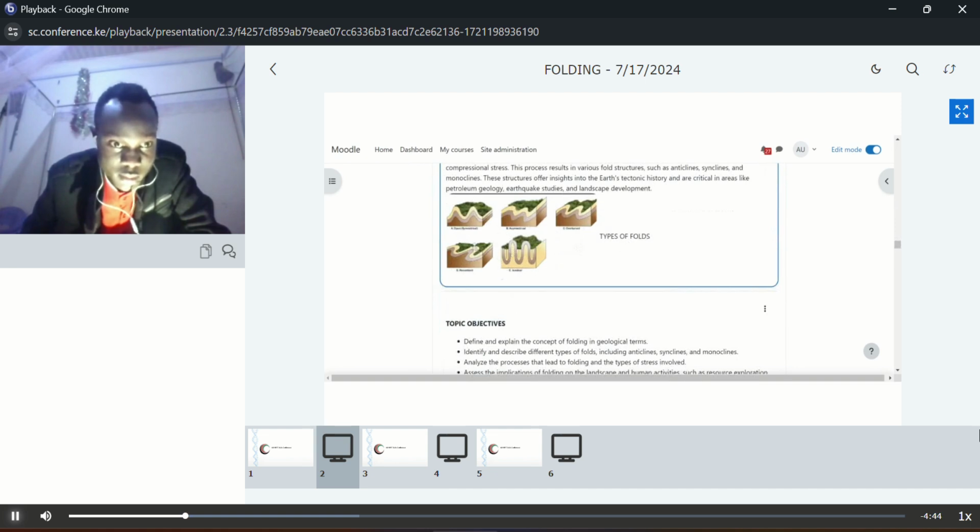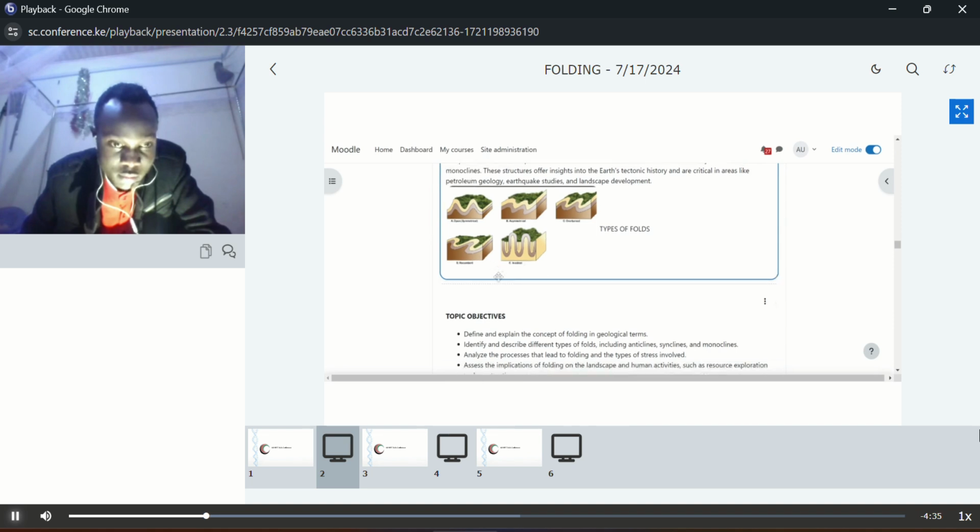We have an image showing different types of folds. We have a symmetrical fold, asymmetrical fold, overfold, recurrent fold, and isoclinal fold.